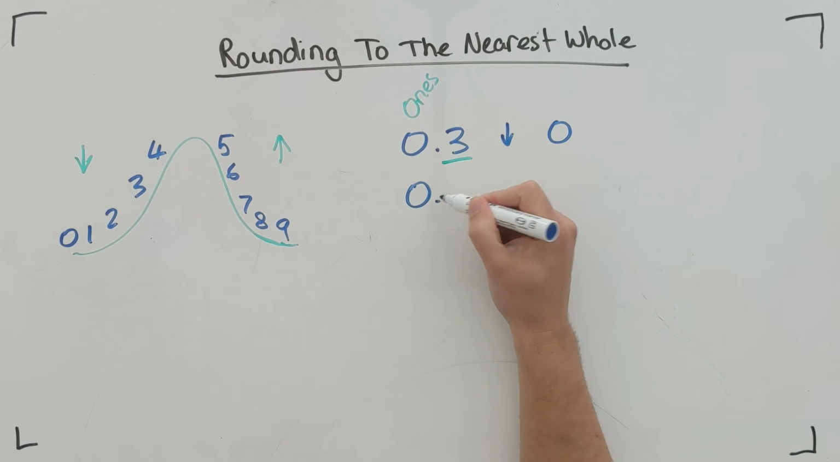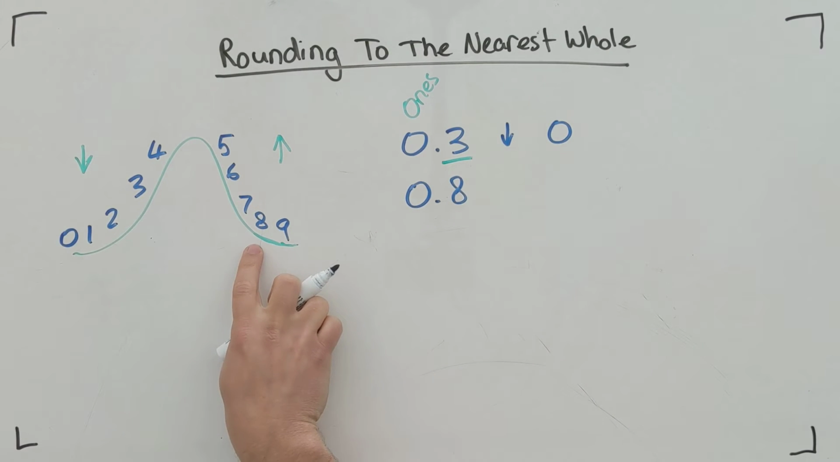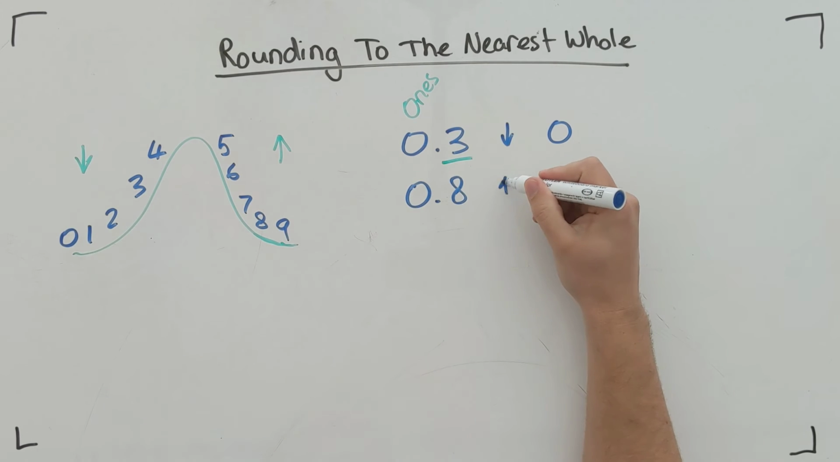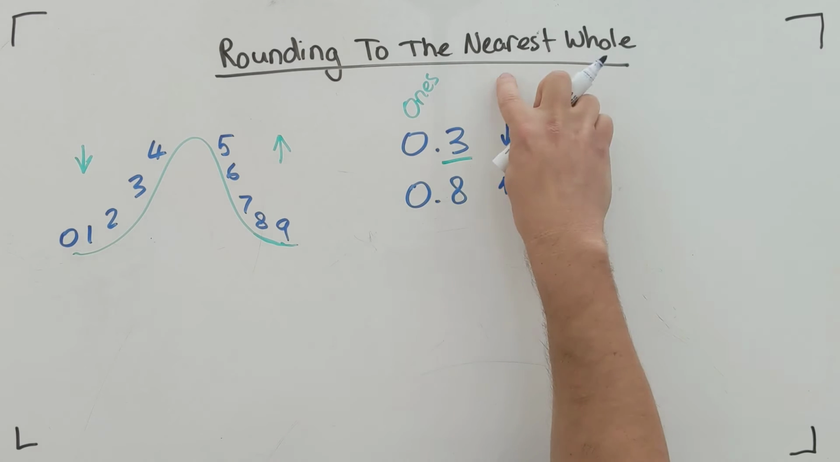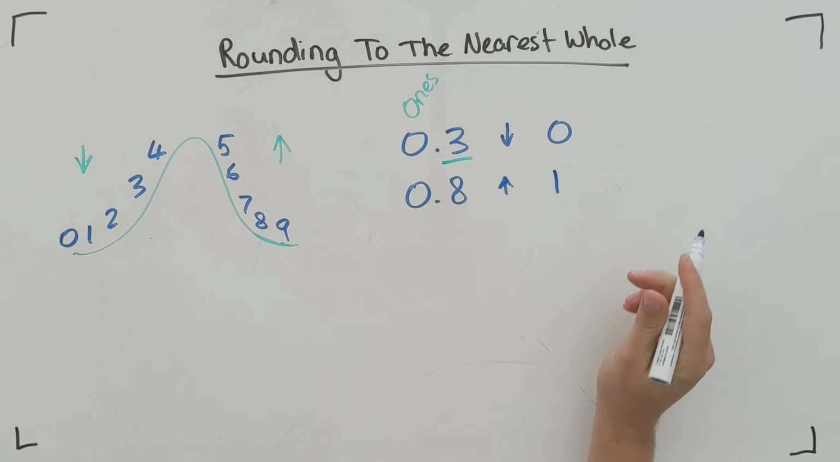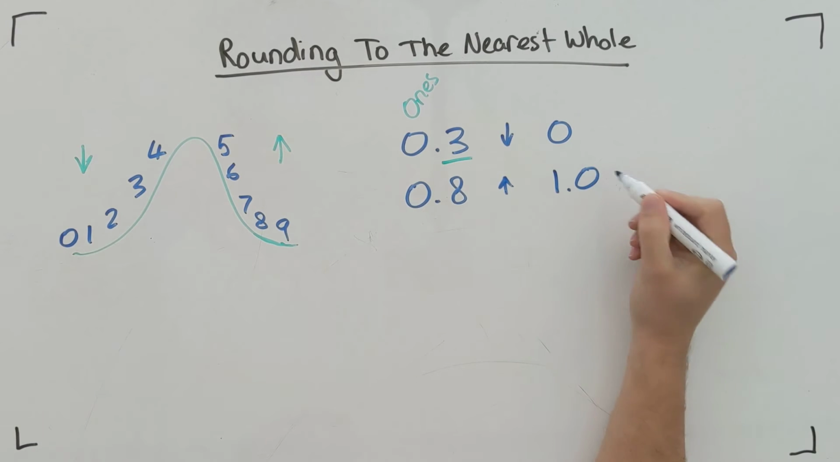Another example, 0.8. Again, think about this place value column. Take the 8 over here. Where's the 8? It's going up. So that means that our 0.8 will be rounding up to the next nearest whole, which is just 1. 1 whole it would be. We could also write it like that.